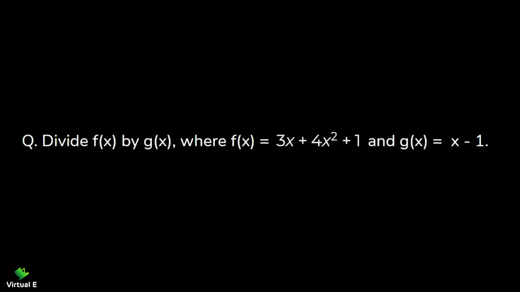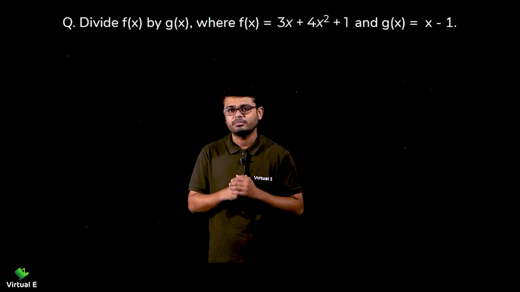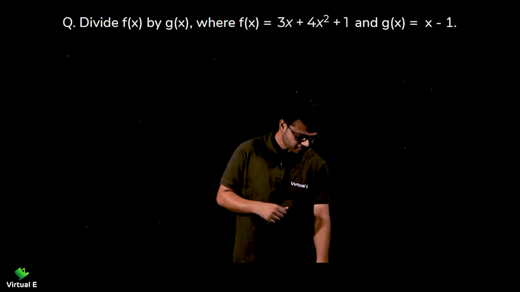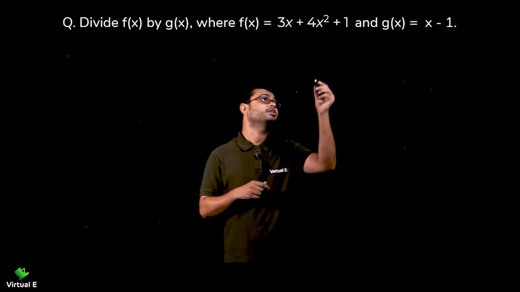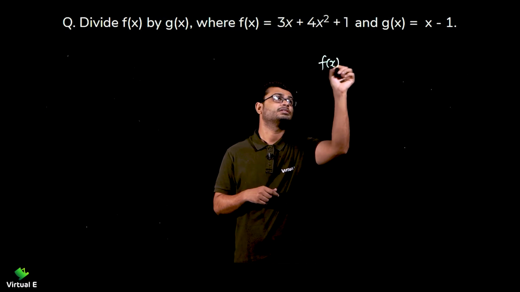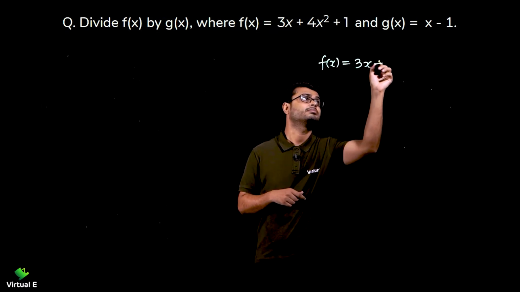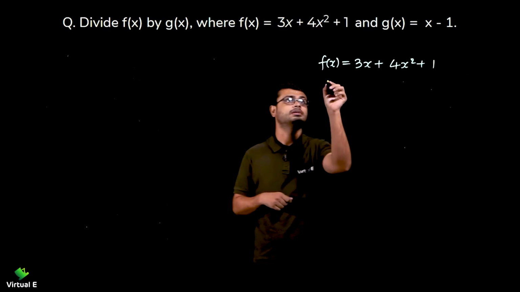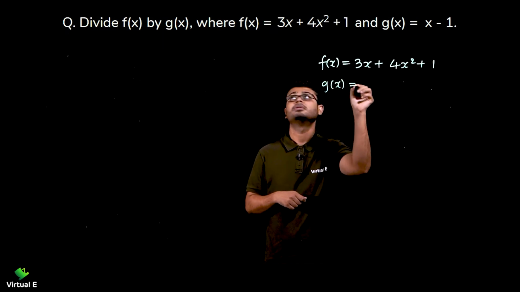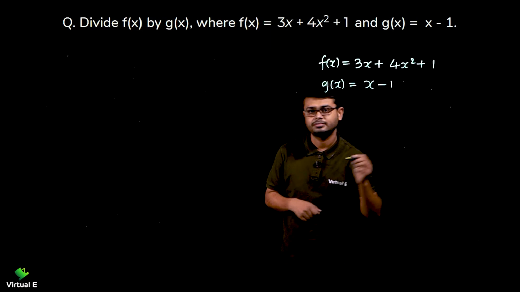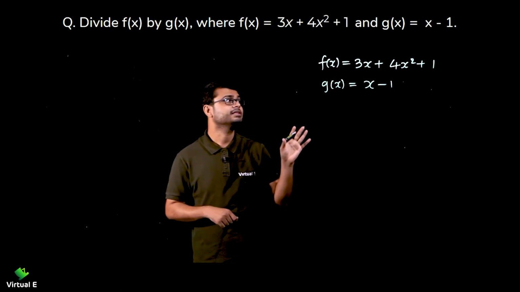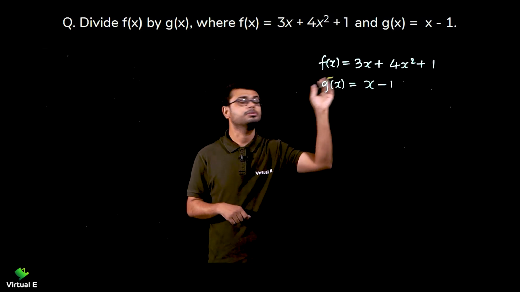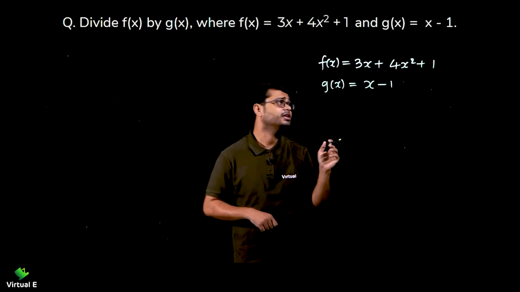Divide f(x) by g(x), where f(x) is equal to 3x plus 4x squared plus 1 and g(x) is equal to x minus 1. We have two polynomials and we need to divide them. So let's start. First of all, let's write the polynomials: f(x) is equal to 3x plus 4x squared plus 1 and g(x) is equal to x minus 1. Very simple case it is, right? This is the degree of polynomial 2, so quadratic polynomial, and this is linear polynomial.